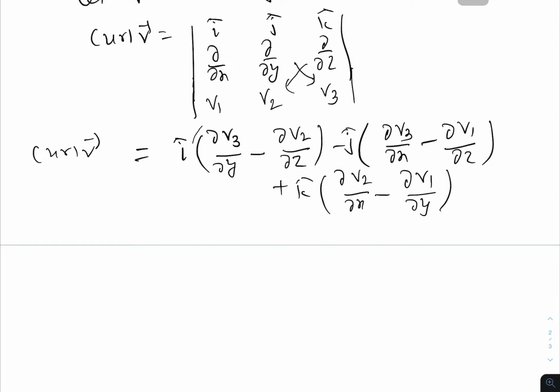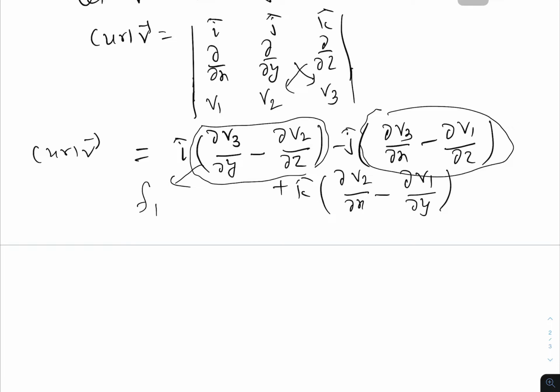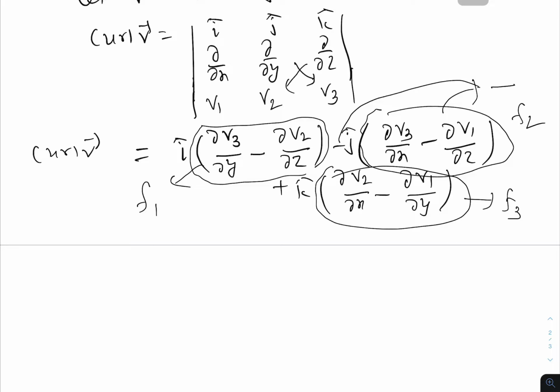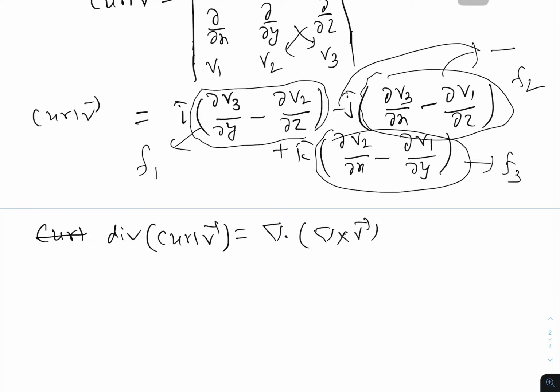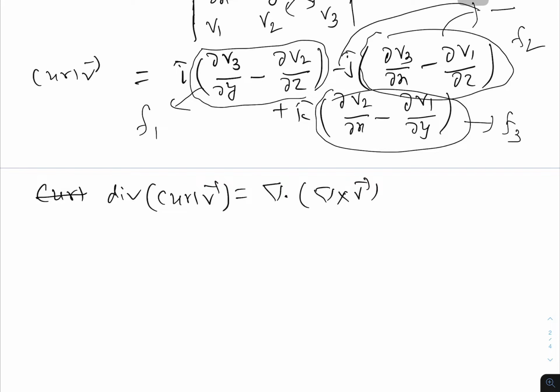So this one you can say is the first component, f1, this one with the negative sign is f2, and this one is f3. So we want to find divergence of curl of V. That means del dot del cross V. This is curl of V, so we want to find its divergence.